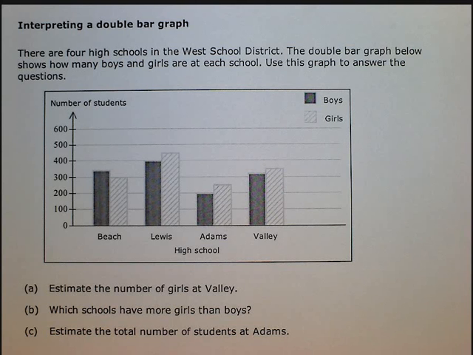Interpreting a double bar graph. There are 4 high schools in the West School District. The double bar graph below shows how many boys and girls are at each school. Use this graph to answer the questions.